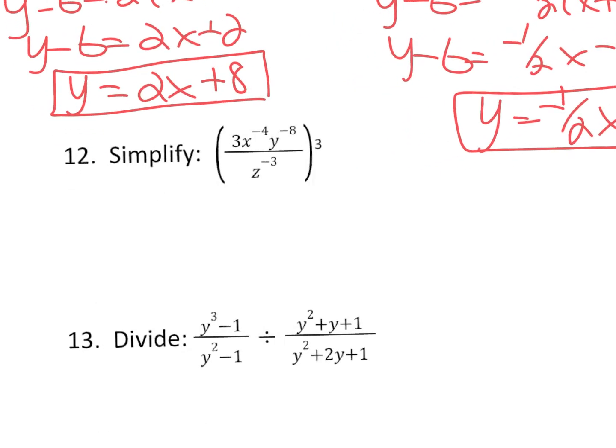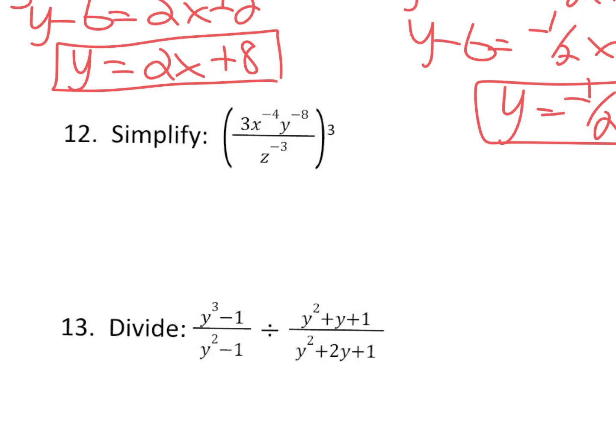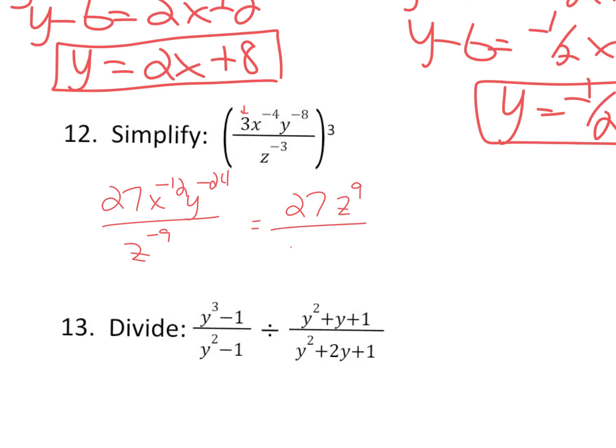All right, number 12. That 3 on the outside goes for everything inside. So I'm going to cube everything. If I do 3 cubed, I'm doing this first. 3 cubed is 27. Whenever you have an exponent inside and outside, you multiply your exponents. That's going to be a -12. That's going to be a -24. And the z is going to have a -9. Now, if you notice, all the variables need to be flipped because of the negative exponent. So the z^9 goes to the top, the x^12 goes to the bottom, as does the y to the 24th.